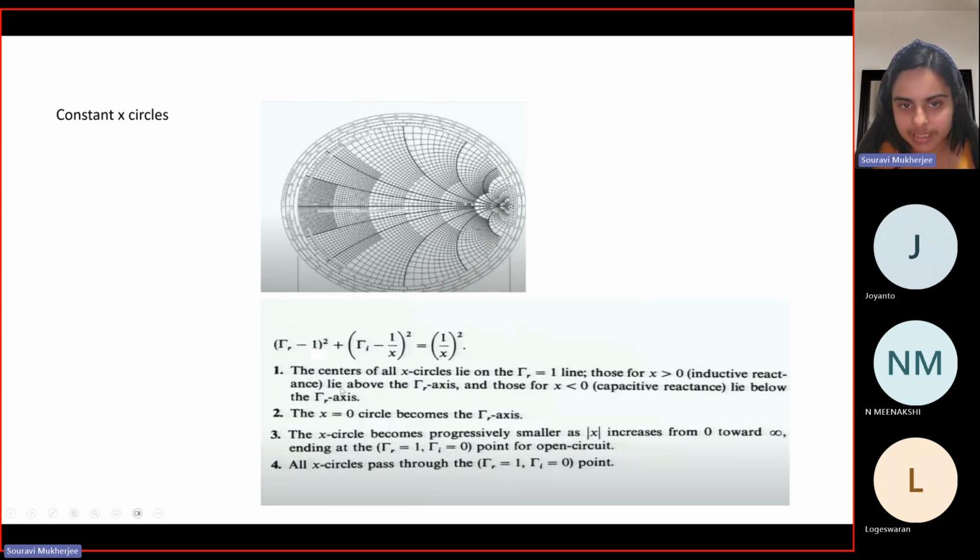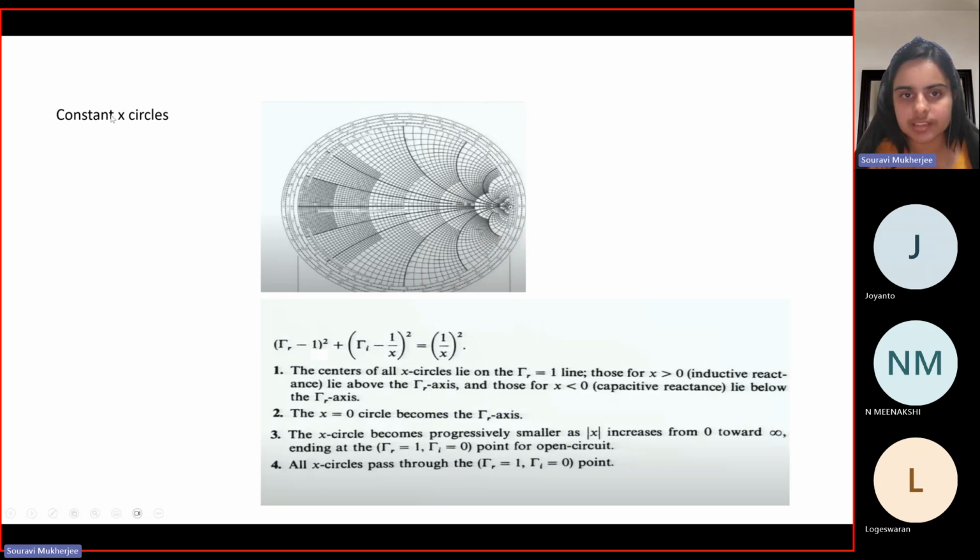And again, as you increase x, the radius decreases. As you go to smaller circles, that corresponds to more reactive loads. And all x circles pass through the tau r equal to 1 and tau i equal to 0 point, which is this point. So these are the constant x circles.